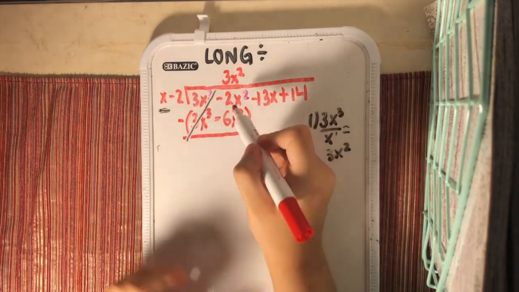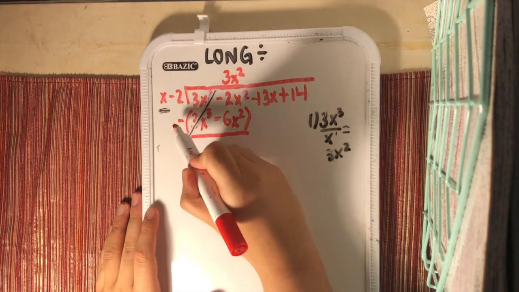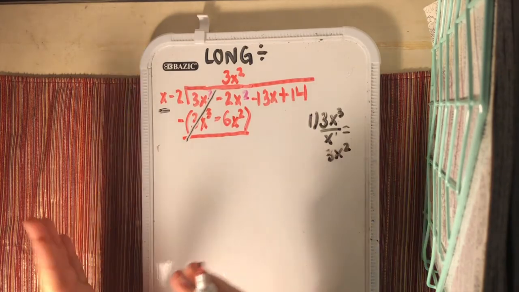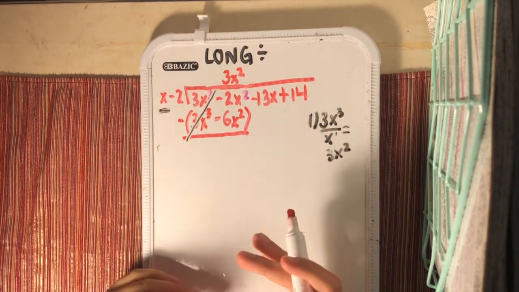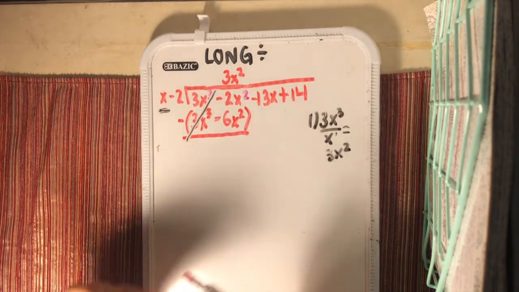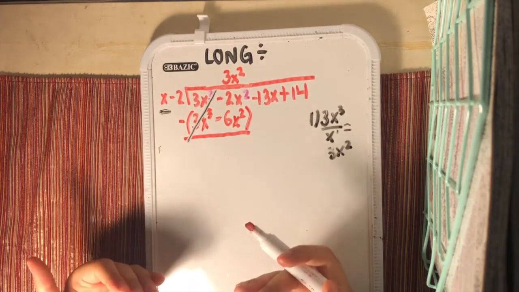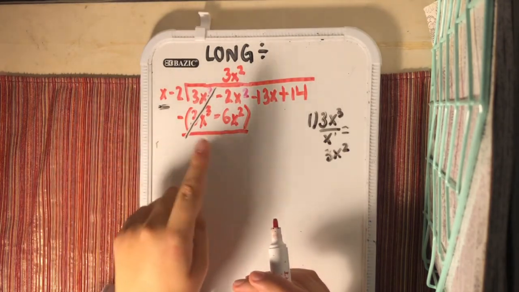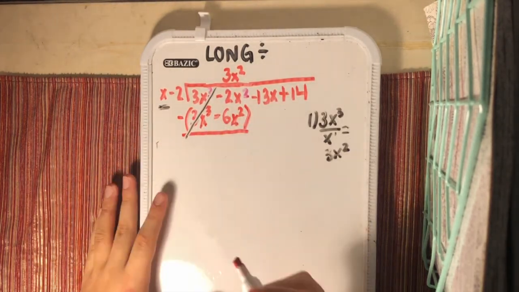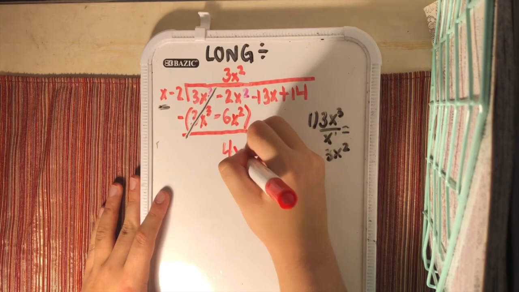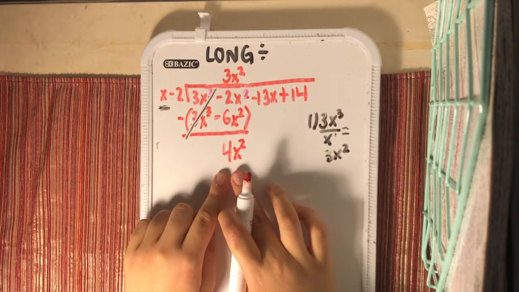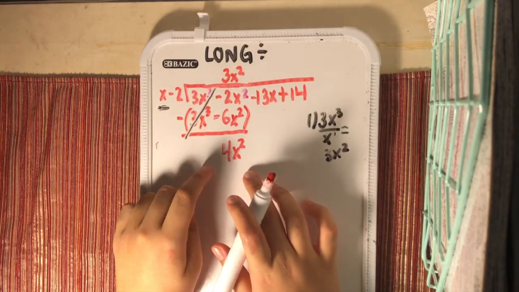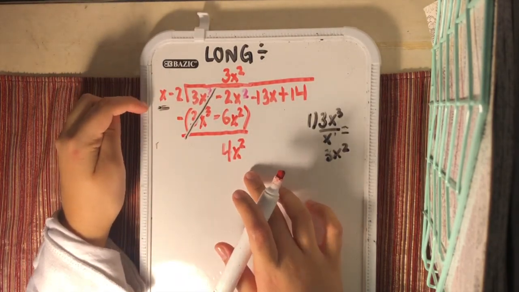I have negative 2x squared minus negative 6x squared. So whenever we subtract a negative, it turns to adding, right? The two negatives kind of cancel each other out. So negative 2x squared plus 6x squared is going to give us 4x squared. So here we have our new first term. And now we're going to use this to divide with our first term over here.